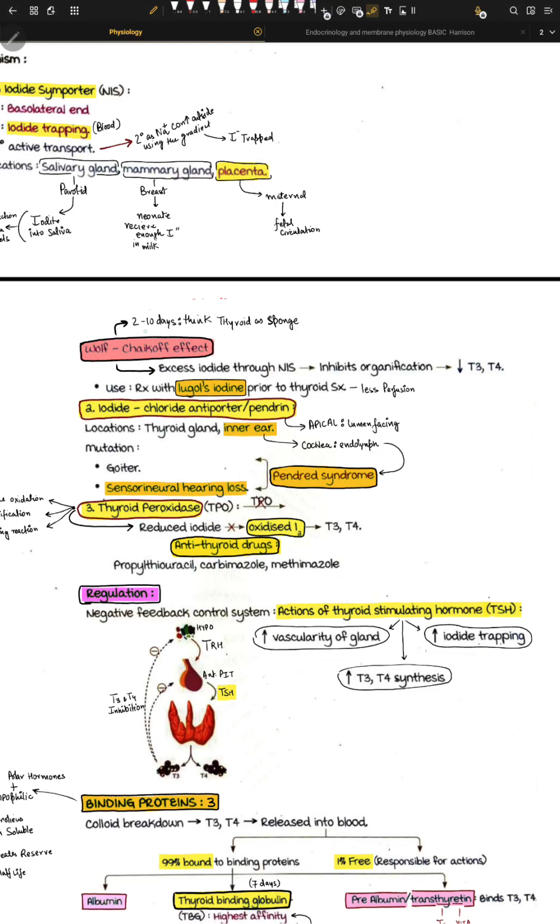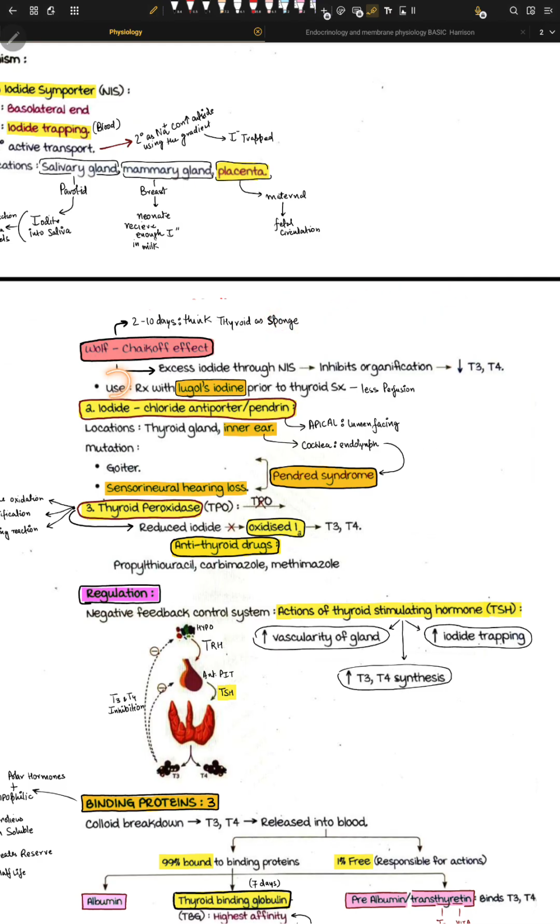Another thing that I've written is 2 to 10 days, right? Think of the thyroid as a sponge. So this effect works for 2 to 10 days, right? It works as a sponge because once you give it enough, it will stop making, right? Because the thyroid is already getting enough iodine.